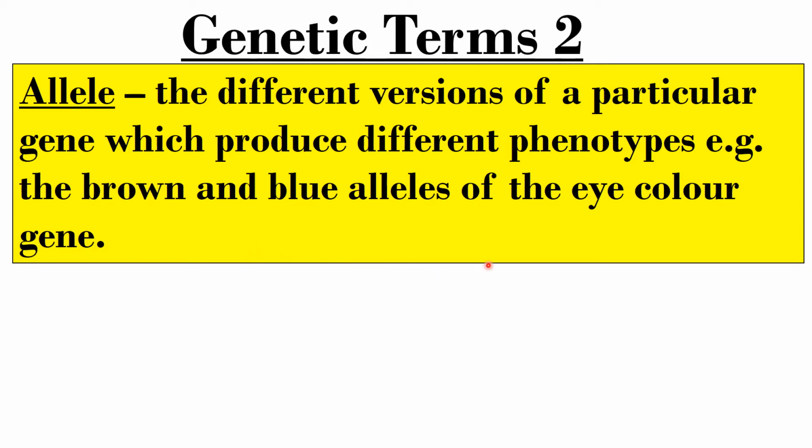So you have got the eye colour gene, but because you have got different eye colours, you have different alleles, so different types of gene which produce different phenotypes. So you would talk about the brown and blue alleles for the eye colour gene. For hair, you could have the straight-haired allele, the curly-haired allele, for example.